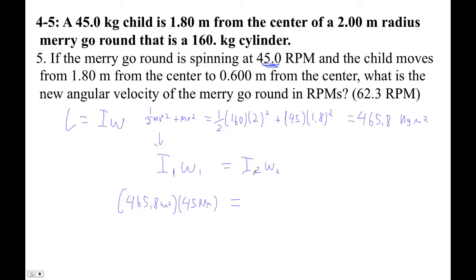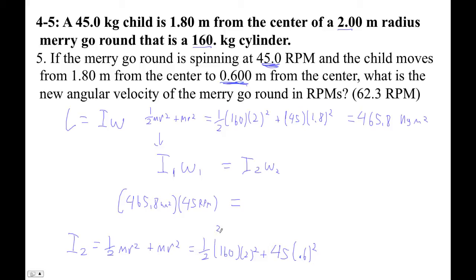Okay, so we've got to find the new angular inertia, the new moment of inertia, right? And so the new I2 is going to be 1/2 mr squared for the merry-go-round plus mr squared for the child, right? So that's 1/2 times 160 times 2 squared, because it's 160 and 2 is its radius, right? Plus 45, and then they move to the new position, which is 0.6, right? So times 0.6 squared.